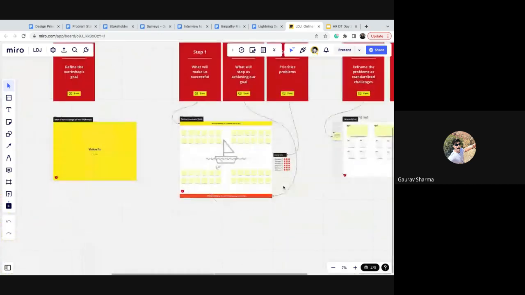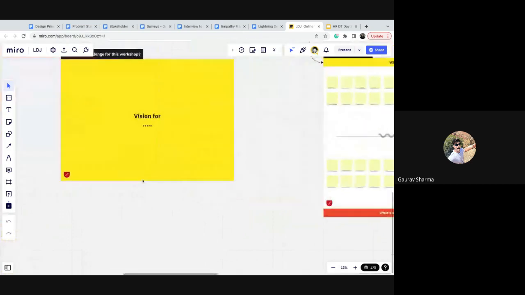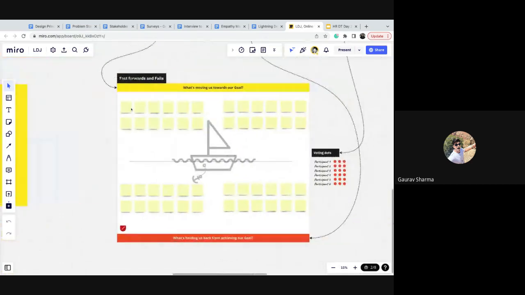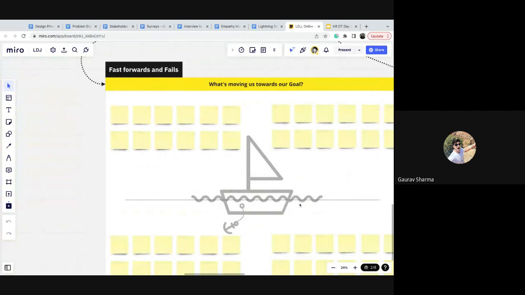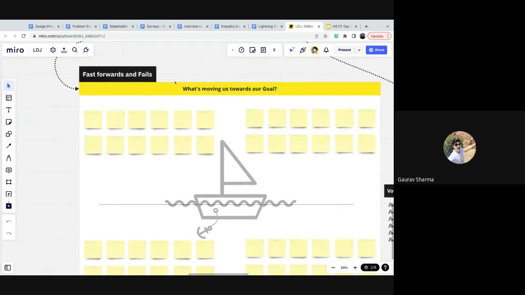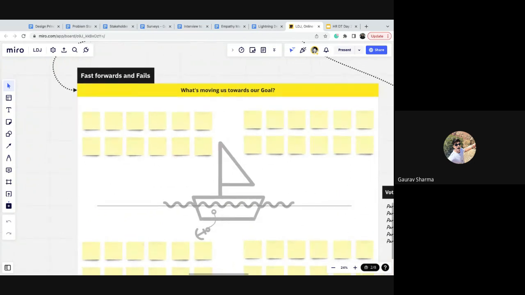Now, let's look at what the template looks like. So we talked about the vision here. This is a sailboat activity. So whatever lies above the water are the positives, which is essentially fast forward and fails. So fast forward is looking at probably a media release that you'd want to do 1 year down the line to talk about your business, for example, or to talk about a division, or to talk about, let's say, your onboarding process or your performance manager, whatever, right?